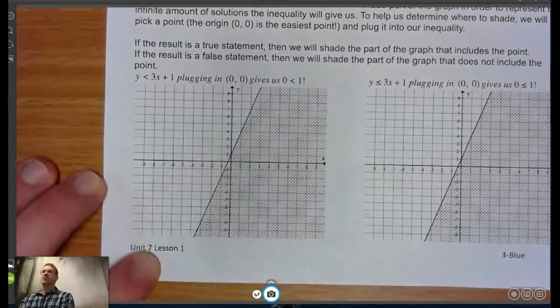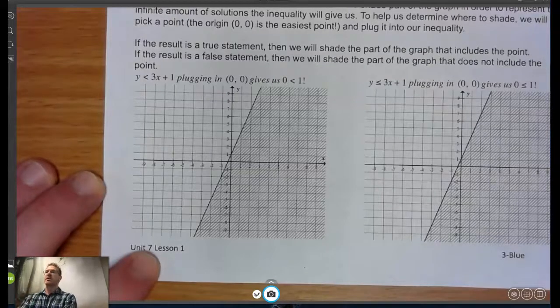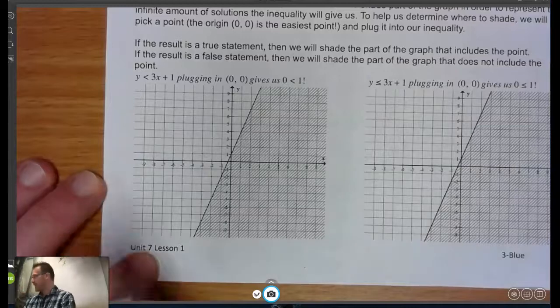Here's what we suggest you do. Use 0, 0. It is the easiest point to test. So always use 0, 0 when you're testing. It's just easy, unless your line goes through 0, 0, and then pick another easy point, 1, 1, 2, 0, something that's really easy for you to calculate.